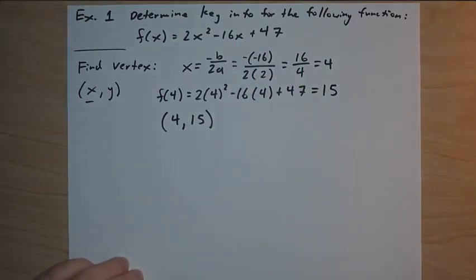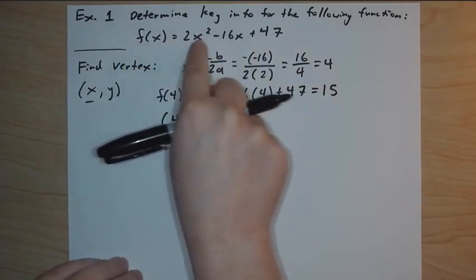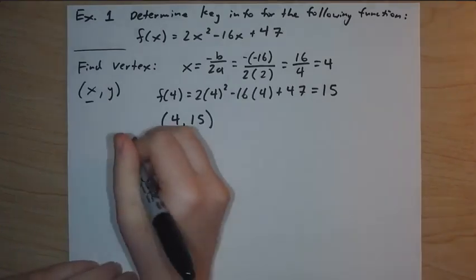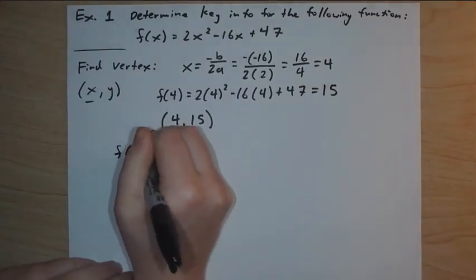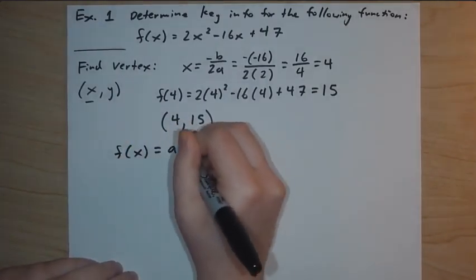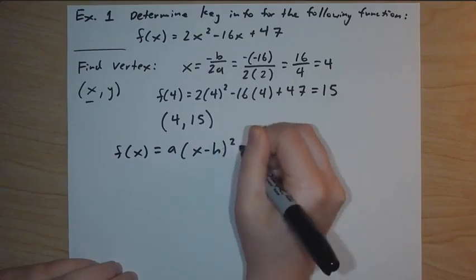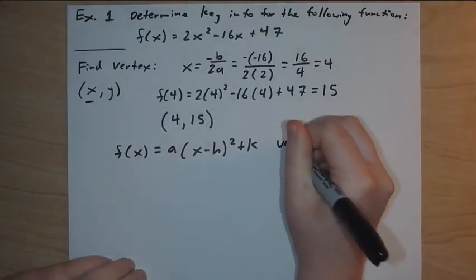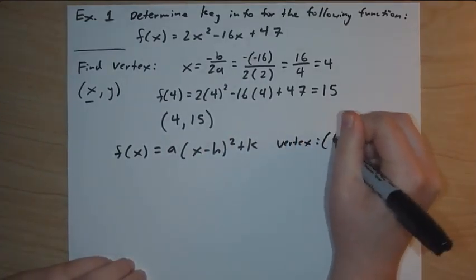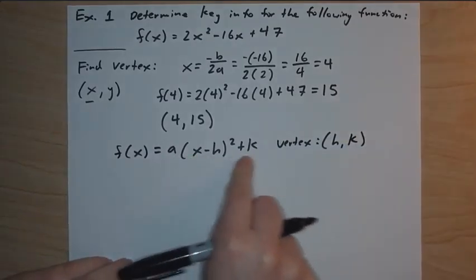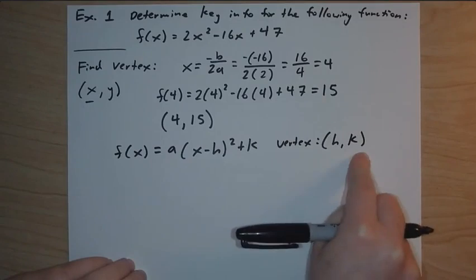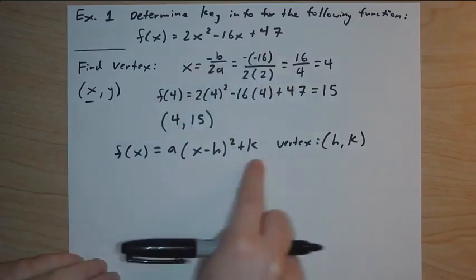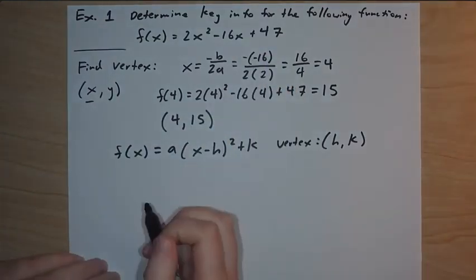The other way is to put this into shifted or vertex form, and then you can immediately tell what the vertex is. Shifted form is when you have f of x is equal to a times x minus h squared plus k. So you have a perfect square in there, and your vertex is simply given by (h, k). If you have your function in this way, you already know what your vertex is. So we're going to manipulate our function to get it into this format. This is the second way to find our vertex.